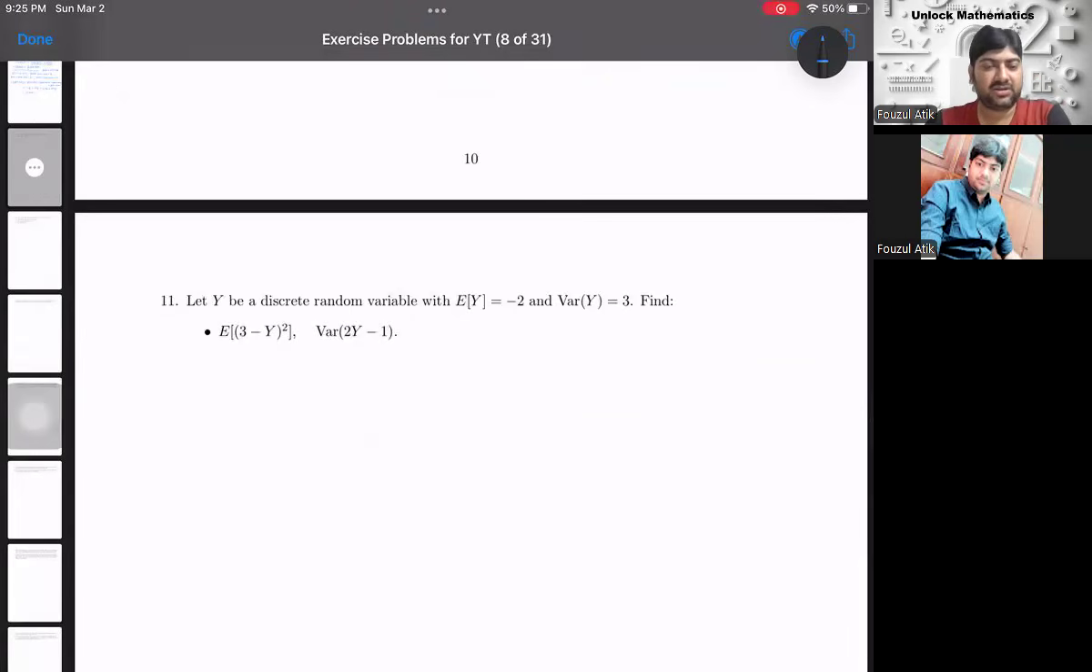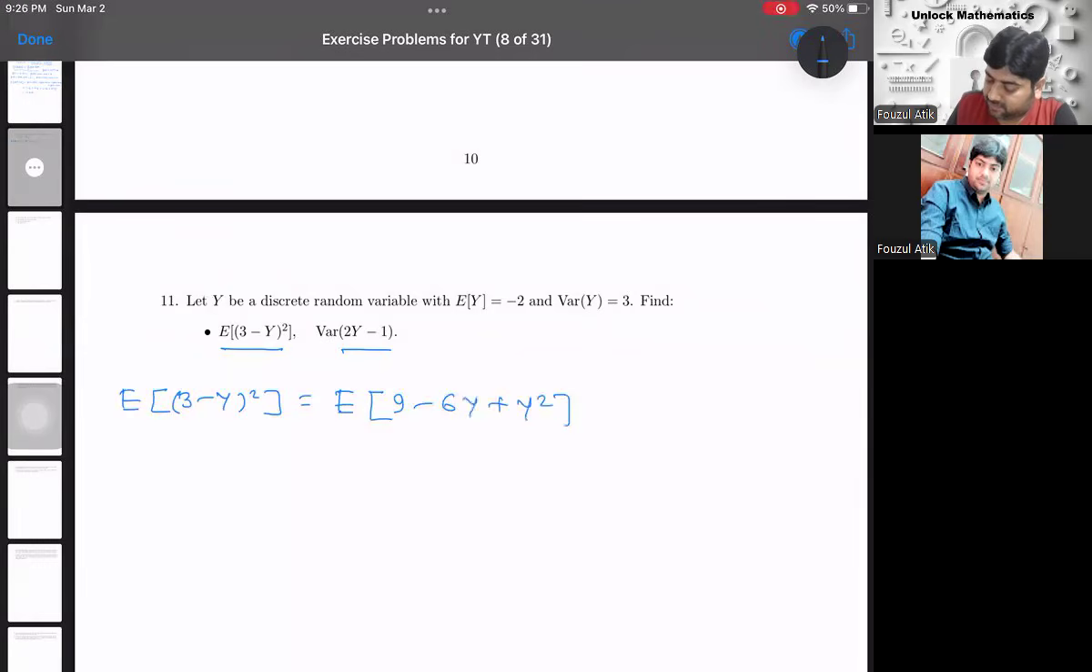Yeah, this is another example where the expectation of Y and the variance of Y are given, and you have to find the expectation of another expression. So how to do that? Let's see. The expectation of 3 minus Y whole square. You just expand it. It is 9 minus 6Y plus Y square.